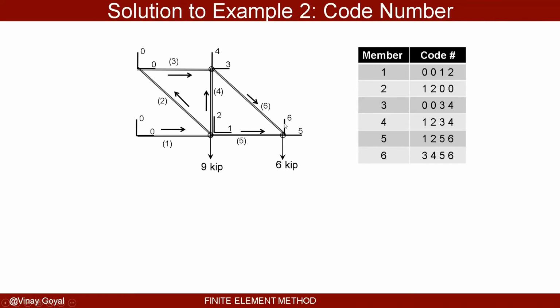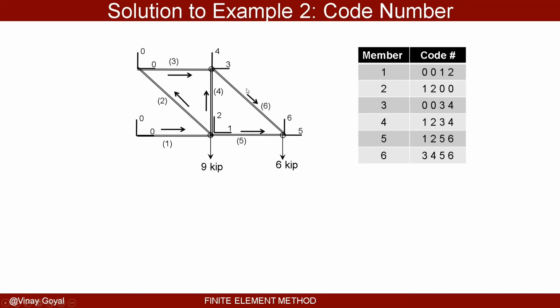So element number 1 is 0012. That makes sense. 0012. Member number 2, which is right here, is going from bottom up. Notice how I put the arrows here. I put some arrows here. With that, I can now write my code numbers: 1200. You can see that here, 1200.